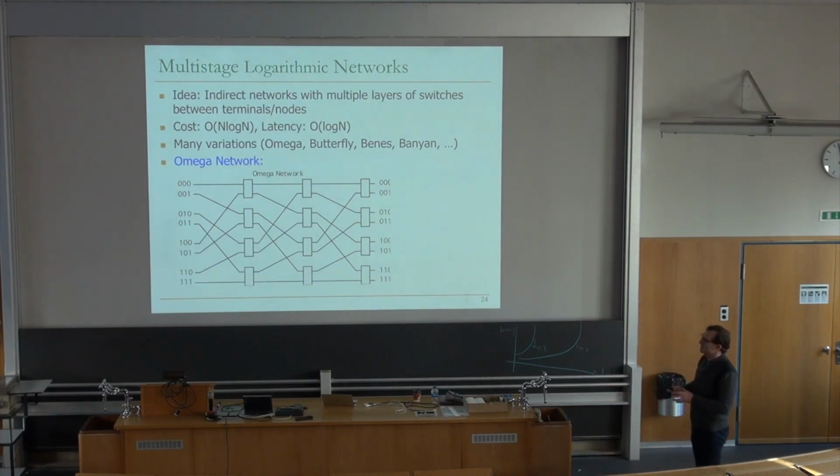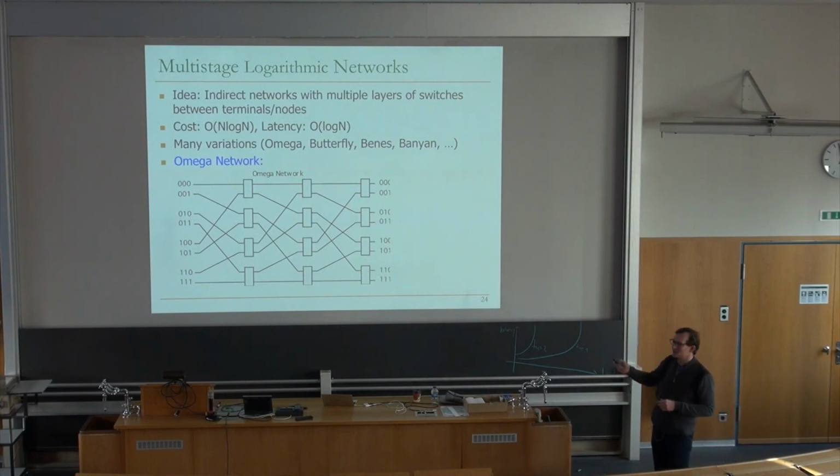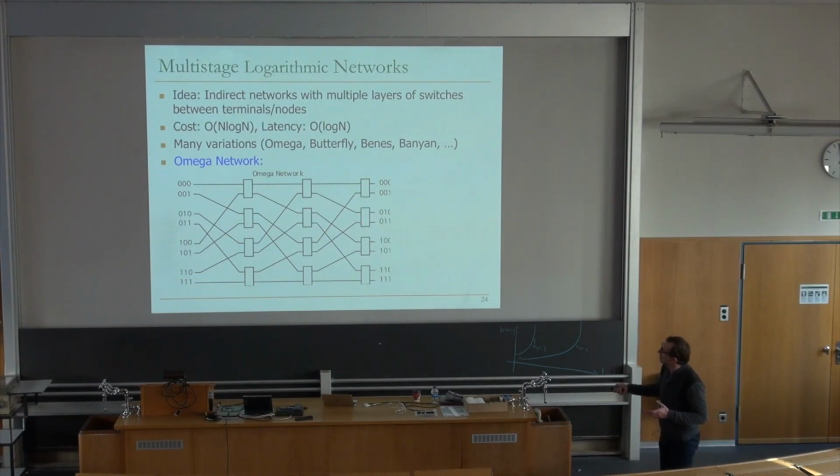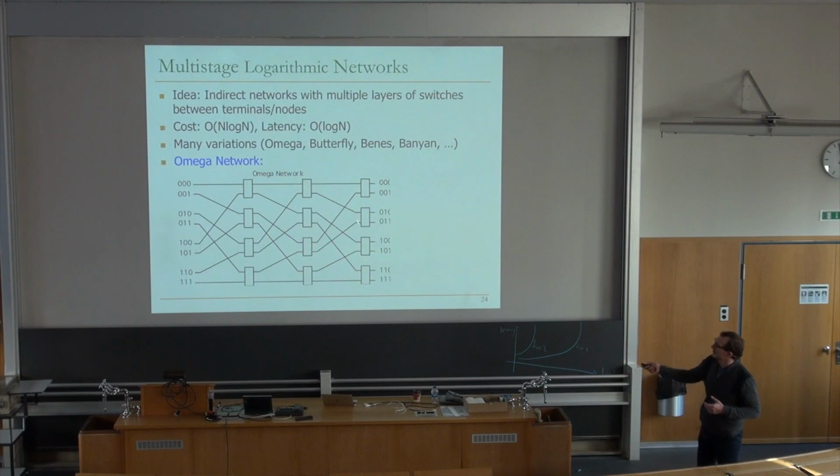Essentially, they're also called multistage logarithmic networks because they look logarithmic. As we will see, usually their cost and latency scale with log n. These are essentially indirect networks with multiple layers of switches between terminals and nodes. Indirect because endpoints sit outside the network. Inside, you just have routers or switches.